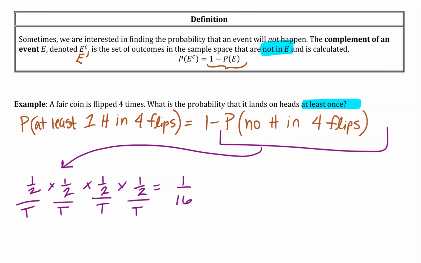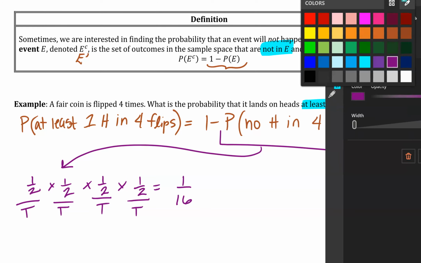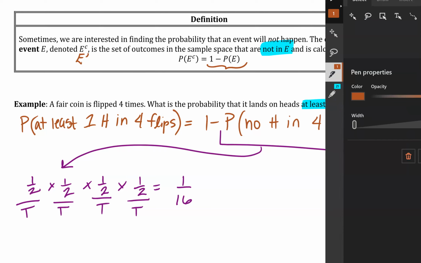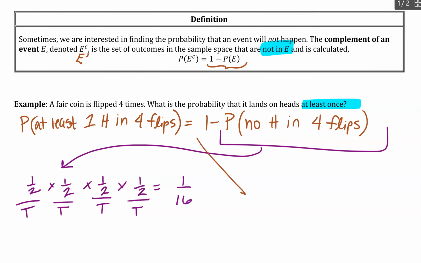Now we just calculated this piece of our probability. So we need to plug that in and do 1 minus that. 1 minus 1/16, which is equal to 15/16. So this is the probability that we get at least one head in 4 flips. Let's try one more.